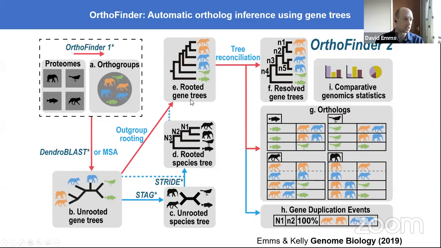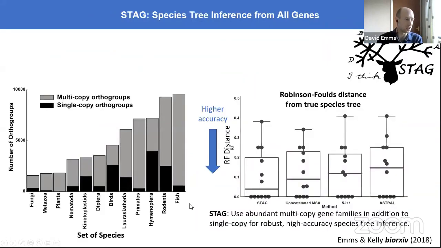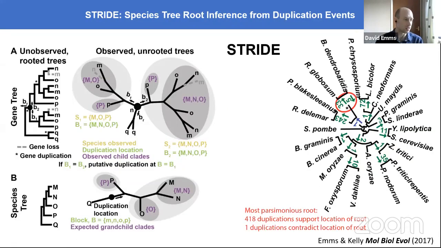And then in order to actually find the root of these gene trees, you need a rooted species tree. Now, if you've got that, then you can provide that as input to OrthoFinder. But if you don't, then we developed a couple of methods, firstly to infer the species tree. A method called STAG basically said, okay, there's a lot more data in these multi-copy gene families than there is in these single copy gene families for inferring the species tree. So can we use that instead to infer the species tree? We're able to infer them quite accurately with that data. And then our second method was just for finding the root of the species tree based on gene duplication events we observe in the unrooted gene trees.